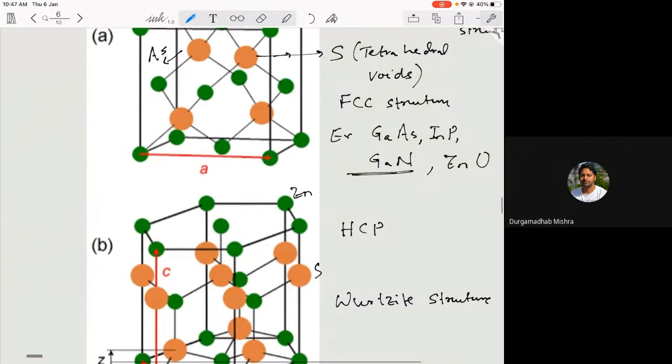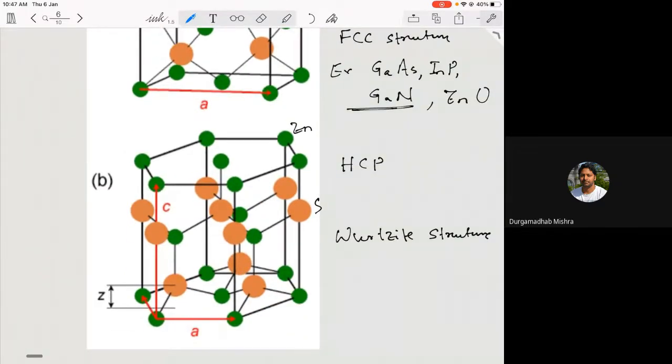Not necessarily. If you look at this, for example, here, this is octahedral, but this one is a tetrahedral void. So the atom where it is sitting is a tetrahedral one, but this one is an octahedral void. Both are possible, but what I am saying is that in the FCC lattice also you can have atoms sitting in octahedral voids as well.